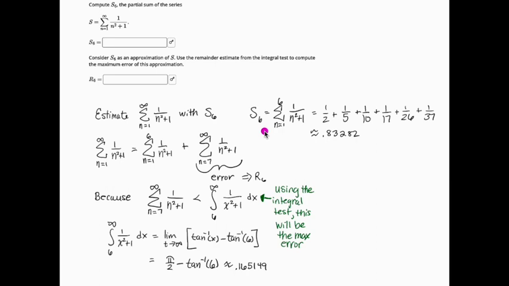Can we estimate with S7 or S8? Yes, we can. So that would be up to you how far you want to go out to estimate. But this question is stating to estimate it with the first 6 terms.